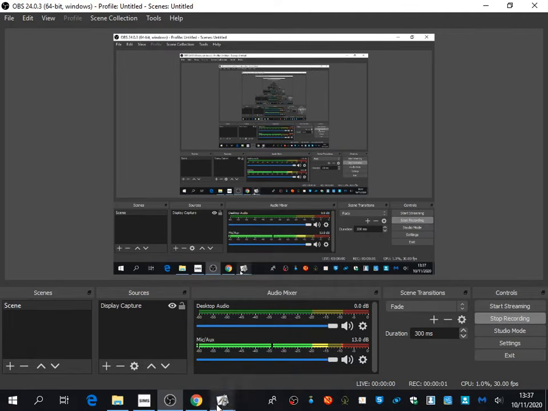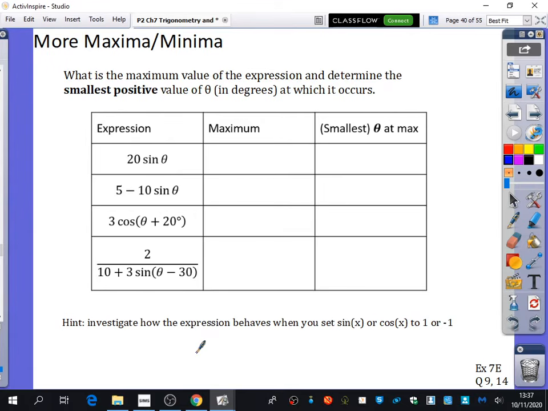So we're going to do a little bit extra today to finish off the things that we had with the harmonic identity. And we're going to be thinking about exploring maxima and minima. Remember, maxima and minima just means the plural of maximum and minimum. And it says in this table that we've got here, what is the maximum value of the expression?